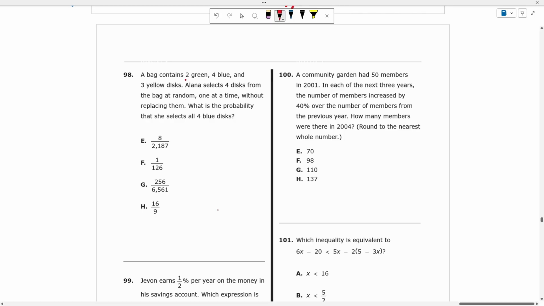So we know that the bag has 2 green, 4 blue, and 3 yellow. She selects 4 discs from the bag at random, okay? So in total, we're going to be dealing with 2 plus 3 plus 4, or 9.